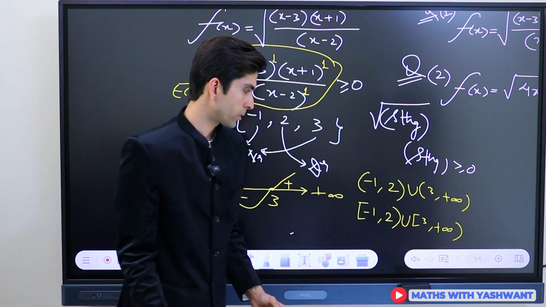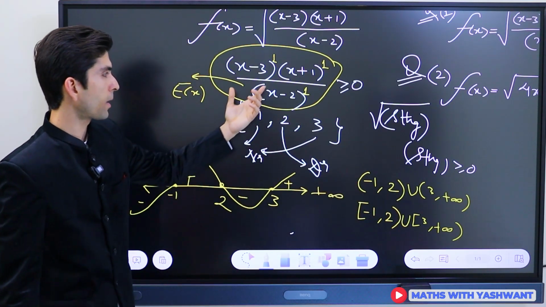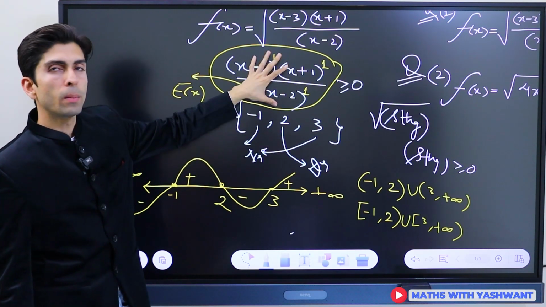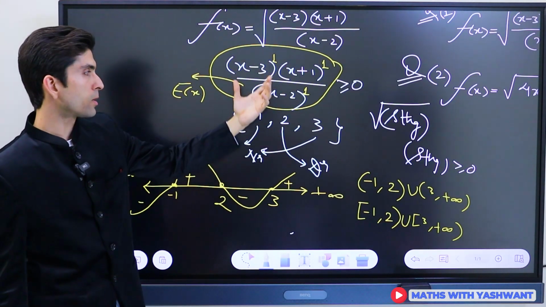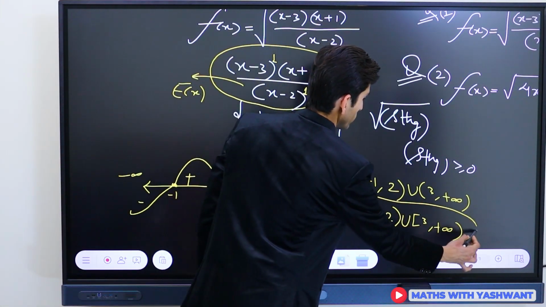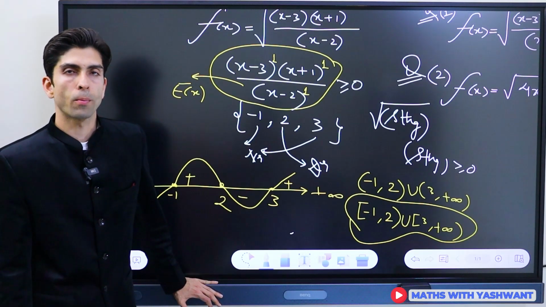And you all must be knowing this. 2 cannot be made closed because 2 is present in the denominator x minus 2. So if you put 2 in the expression, it will become undefined because the denominator will be 0. So this is the final domain for this question. Hope you understand.